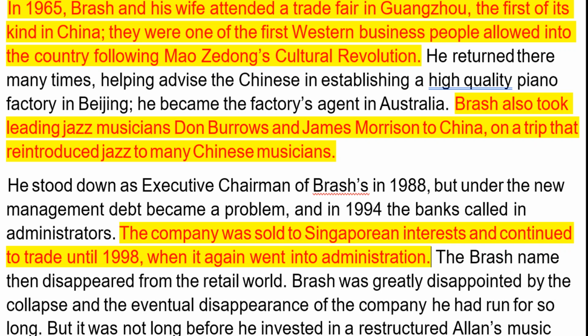Once again, I would like to remind you. We can conclude from the first sentence of this paragraph that the event which Brash and his wife attended in Guangzhou marked the beginning of Brash's relationship actually with China. Therefore, the answer is a trade fair.